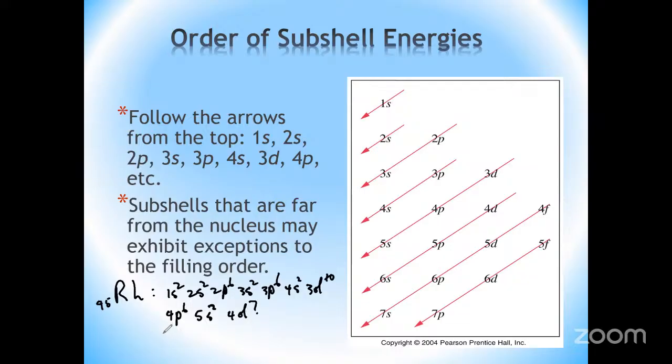Okay, so next step. We look for the group 8 element that comes before rhodium. So rhodium is 45. The group 8 element that comes before it is krypton, which is 36, which would be what I'm circling here.